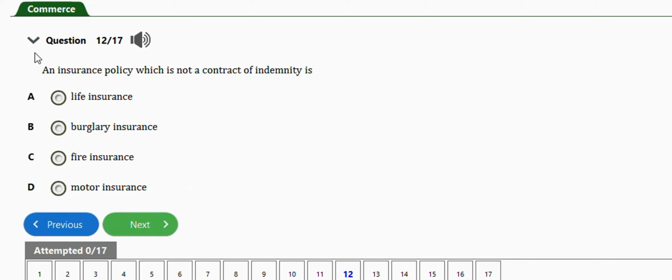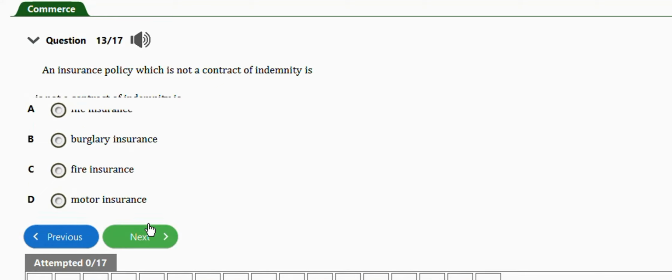Next question is one. An insurance policy which is not a contract of indemnity is: we have life insurance, burglary insurance, fire insurance, motor insurance. So guys, the right answer to this question is option A, which is life insurance.